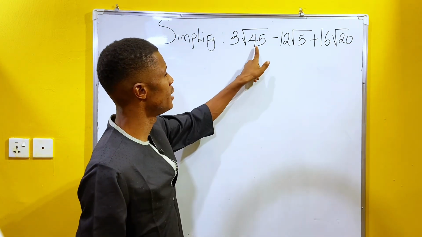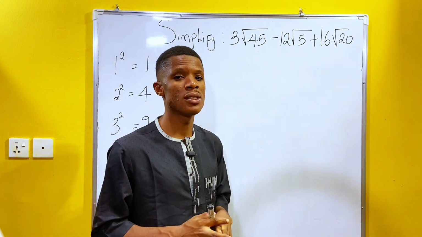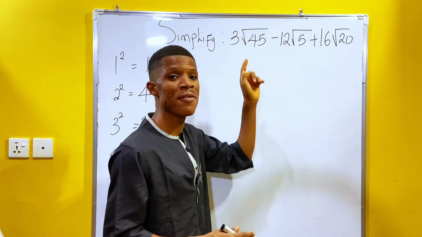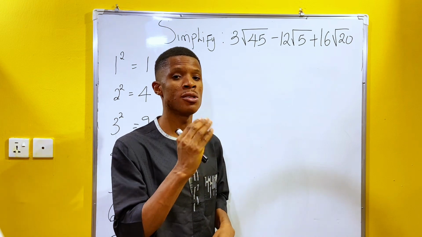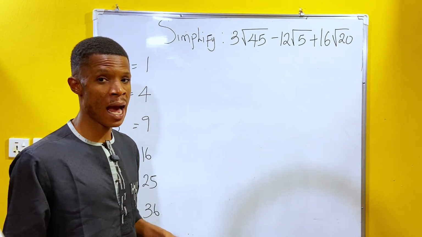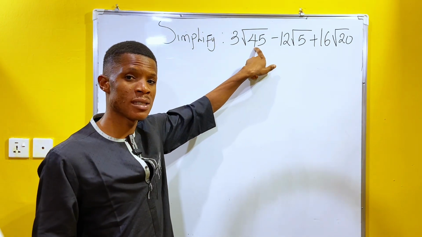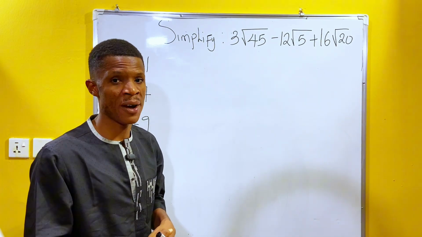Look at the number in the square root 45. You are going to think of two numbers that whenever you multiply them together, you get 45. But please note that one of those factors must be a perfect square. These are the few lists of the perfect squares we have. So you think of two numbers that multiply to get 45. One is a perfect square. The other must not be a perfect square.